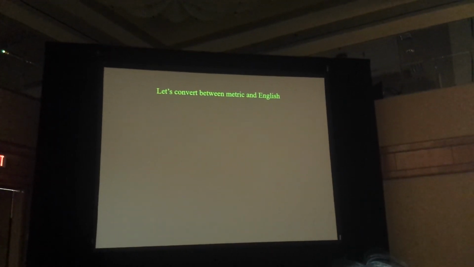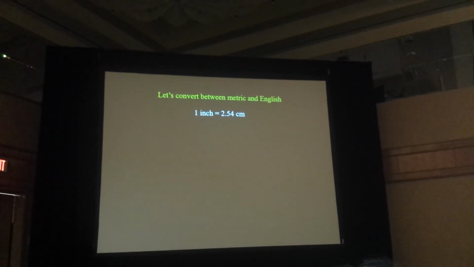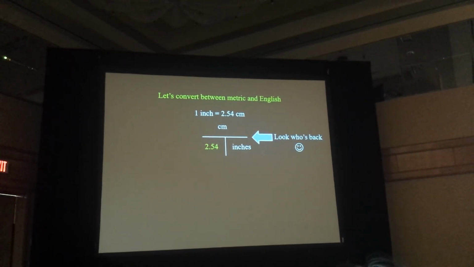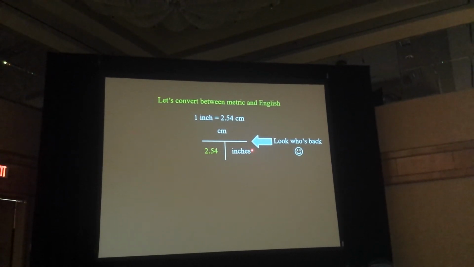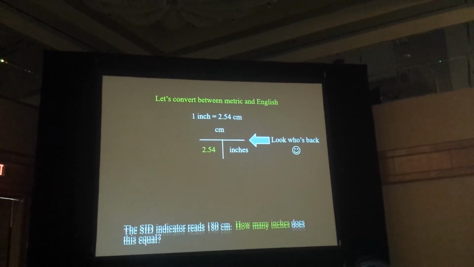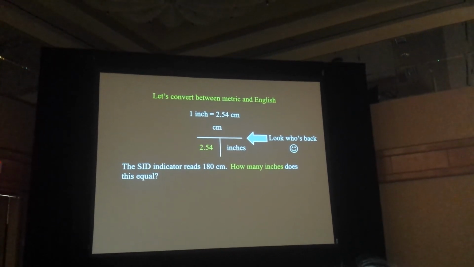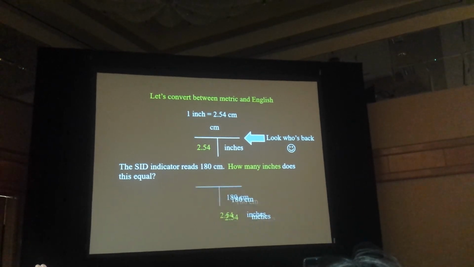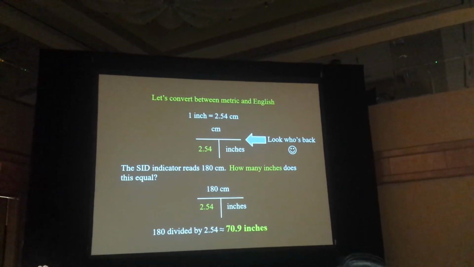So to convert between metric and English, we use the English system. We know that 1 inch is equal to 2.54 centimeters, right? Let's say that you're asked, look this back. 2.54 goes down here, inches goes here, centimeters go here. So if you're given a question, for example, the SID indicator reads 180 centimeters. How many inches does this equal? No problem. You're just going to take your 180 centimeters, put it here, divide it by 2.54, approximately 70.9 or 71 inches. And there you go.